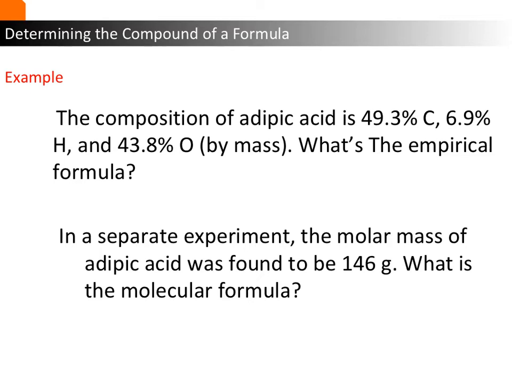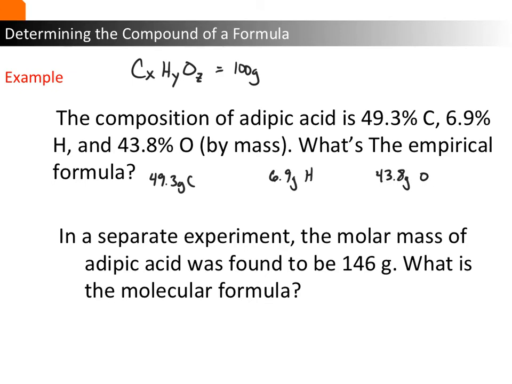It might not seem obvious to you at first, but what we're going to do is assume that we have exactly 100 grams of the unknown substance. By assuming that we have 100 grams, what it does for us is change our percentages into masses. Because if we have 100 grams of total substance and 49.3% of that 100 grams is carbon, then I know that my substance is 49.3 grams of carbon. I also know that it is 6.9 grams of hydrogen, and I also know that it's 43.8 grams of oxygen.